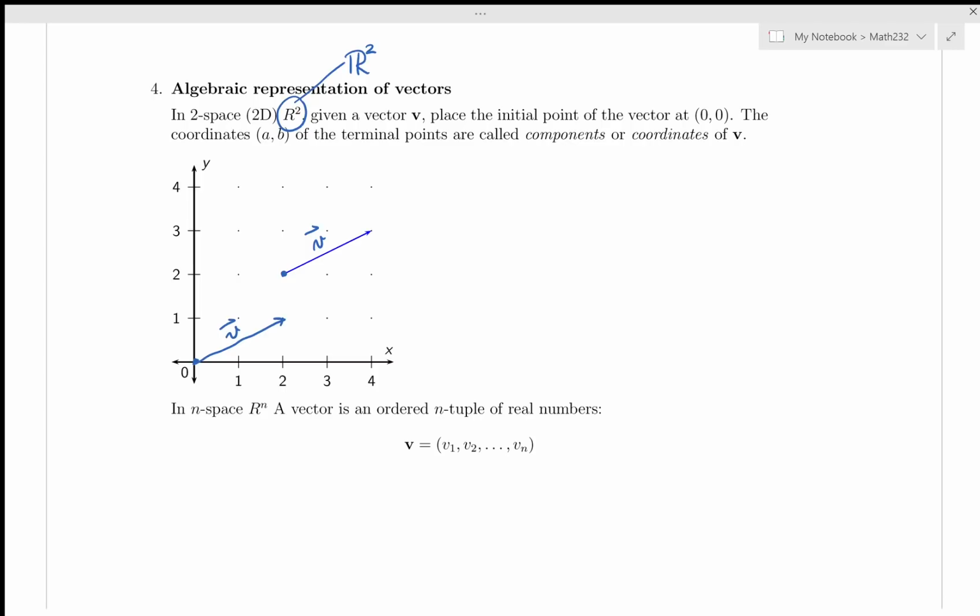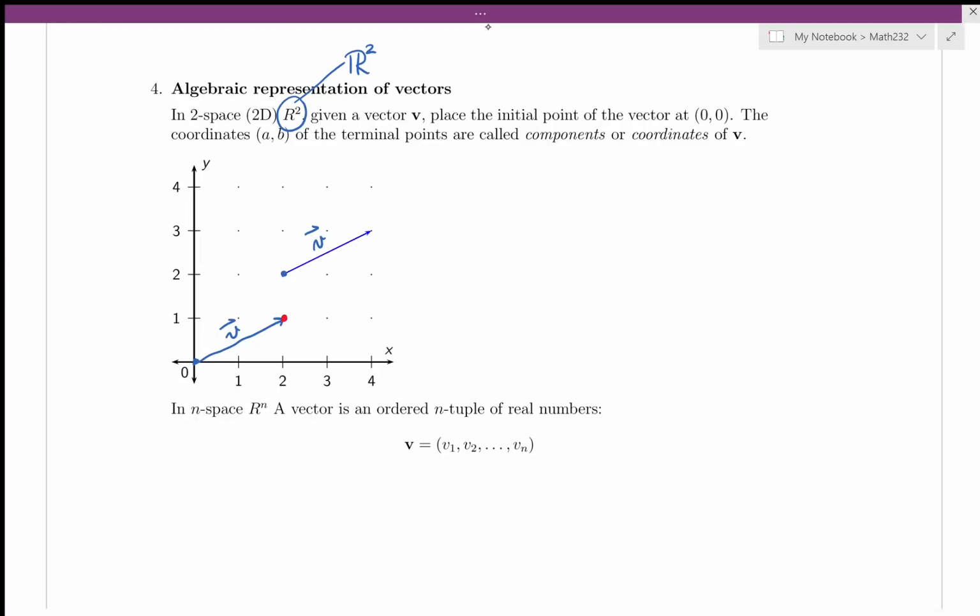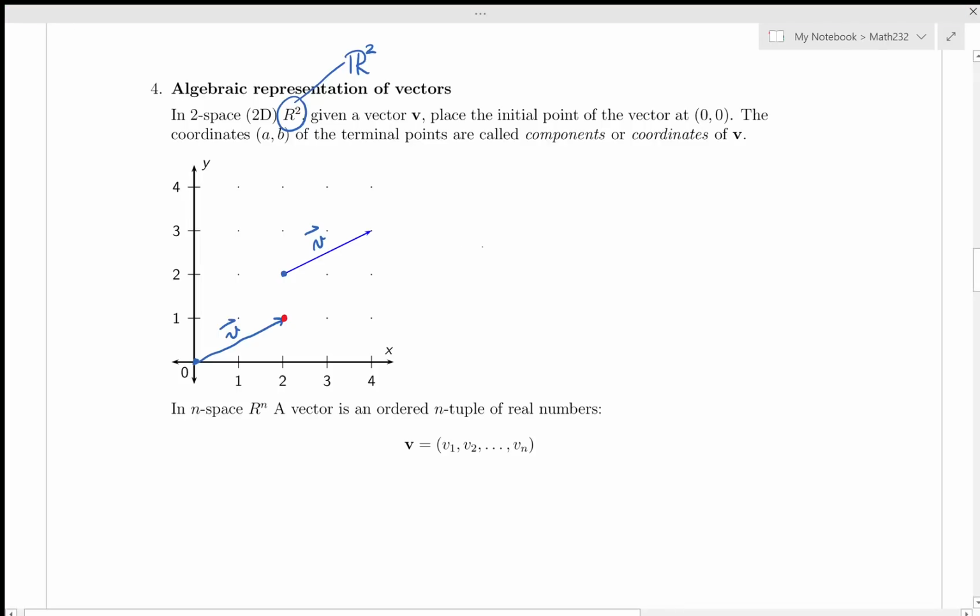And then we take a look at the terminal point. Let me put a little red dot there so we see what I'm doing. I'm looking now at that terminal point, and I represent this vector v by the coordinates of that terminal point. So I write it like this: v equals (2, 1). That 2 is the x-coordinate of that red dot, and the 1 is the y-coordinate of the red dot.